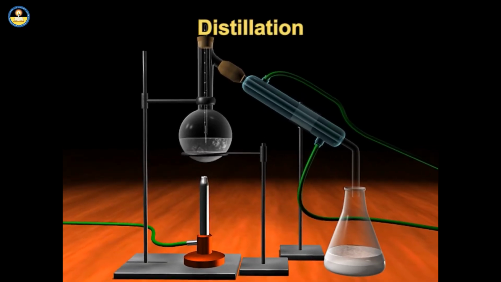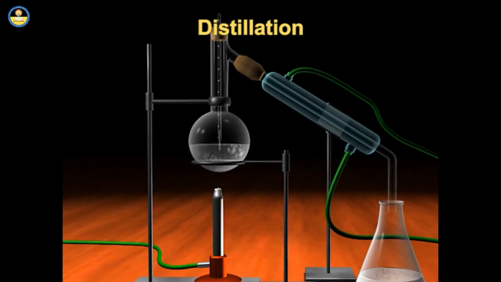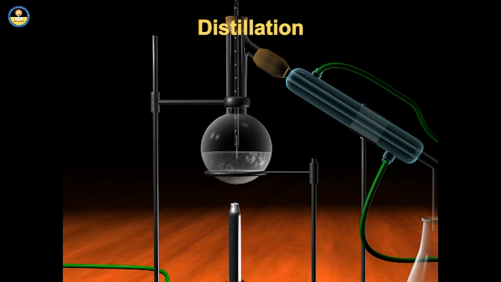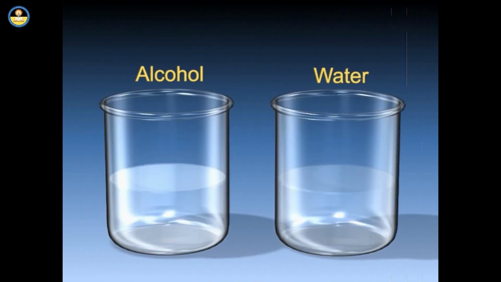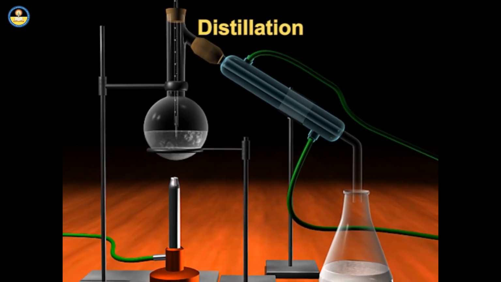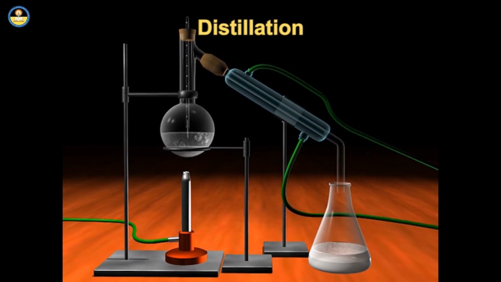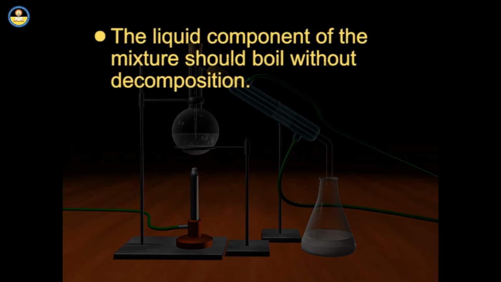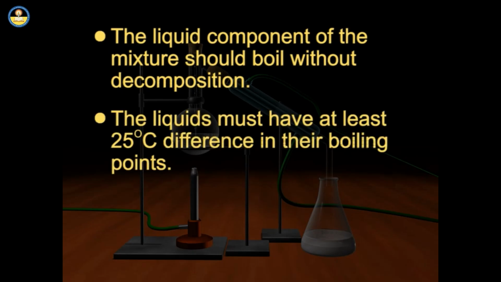Let us now learn about separation of two miscible liquids by distillation. Sometimes we need to separate a mixture of two miscible liquids such as alcohol and water. The technique used for this process is called distillation. The process is used to separate the mixture of two miscible liquids. Conditions required for the separation are: the liquid component of the mixture should boil without decomposition. The liquids must have at least 25 degrees centigrade difference in their boiling points.